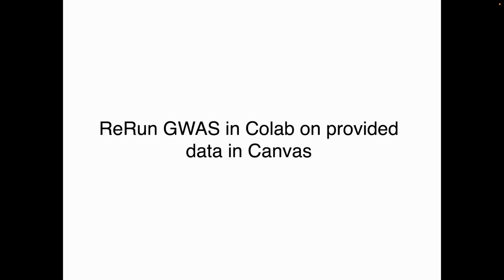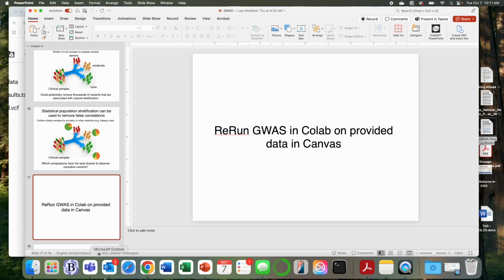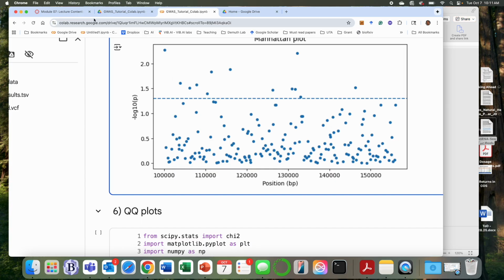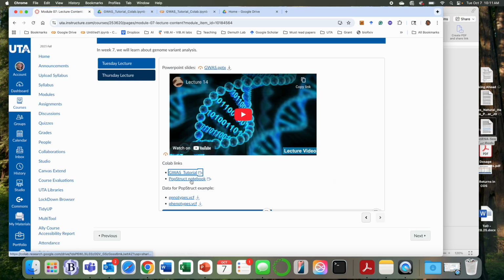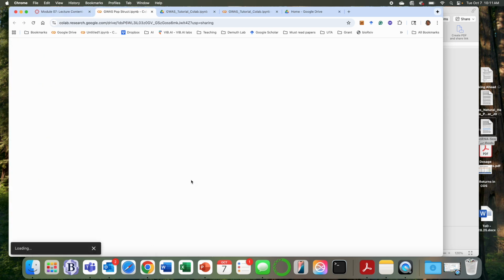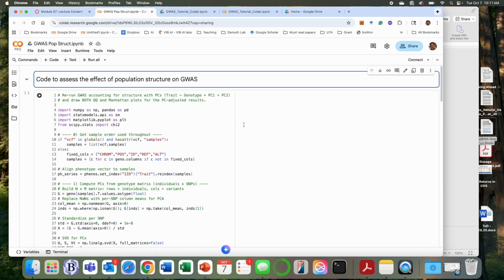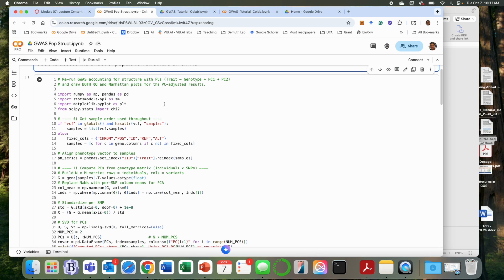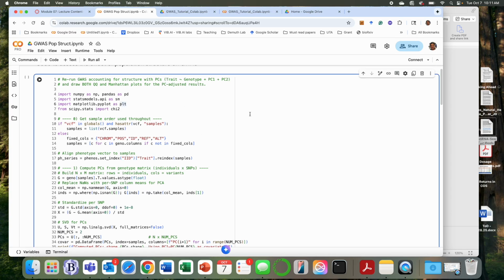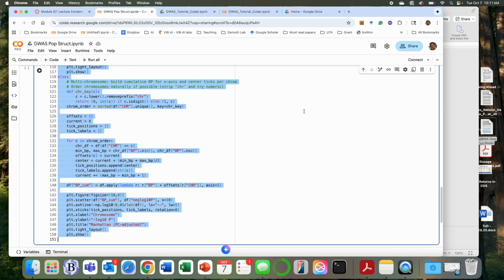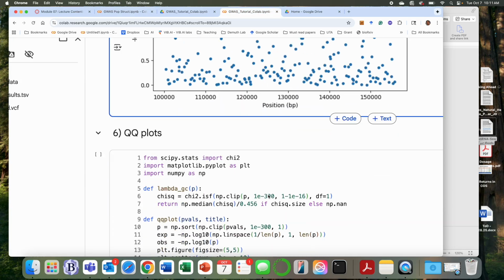So go back to the CoLab notebook. And you're going to actually want to open the other one as well, this PopStruct notebook. This one won't run on its own, but what we're going to do is take this whole notebook and paste it onto the bottom of this notebook.